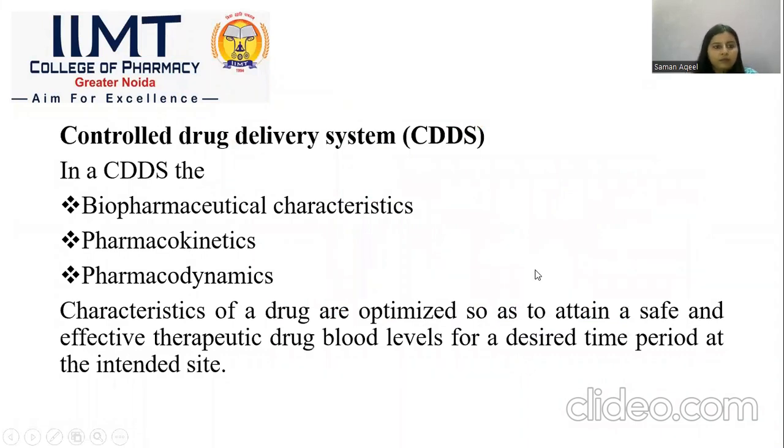After this, now come to the controlled drug delivery system. In a controlled drug delivery system, there are some important aspects. First is the biopharmaceutical characteristics, second is the pharmacokinetics, and third is the pharmacodynamics. We have to make sure of all these three elements or aspects before designing the controlled drug delivery system.